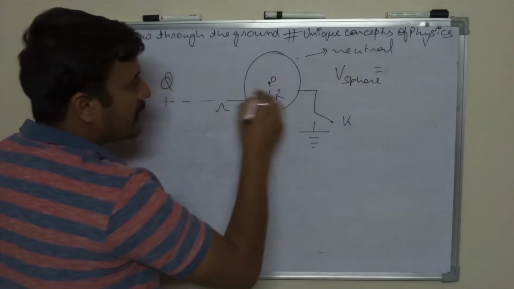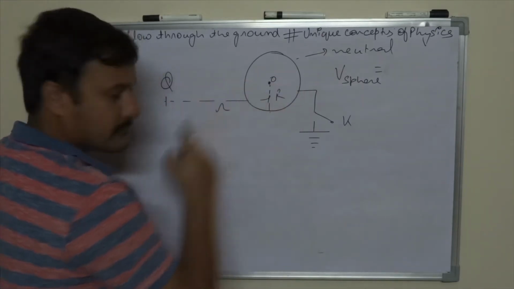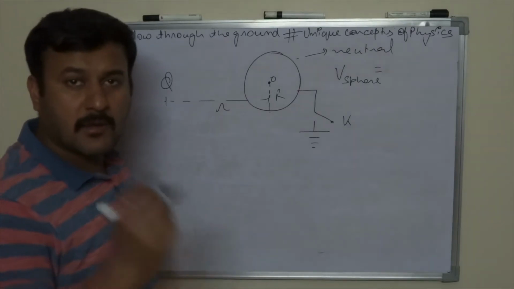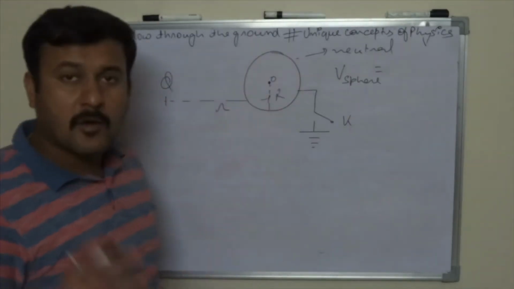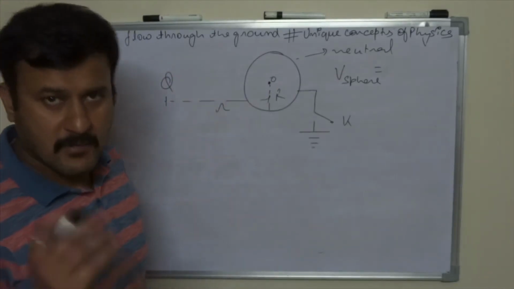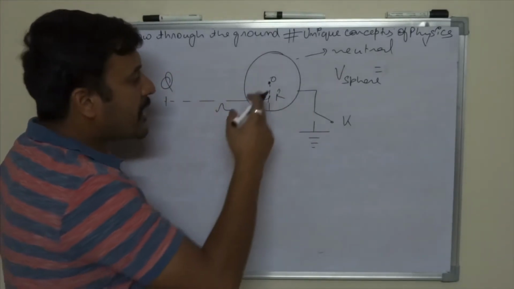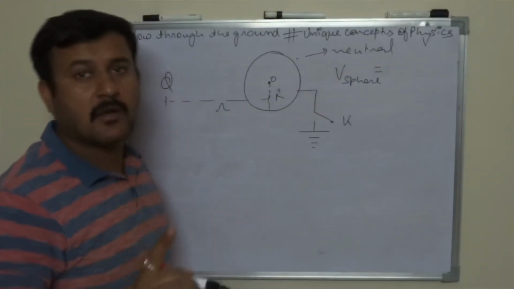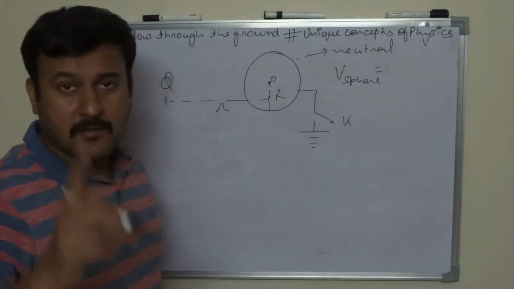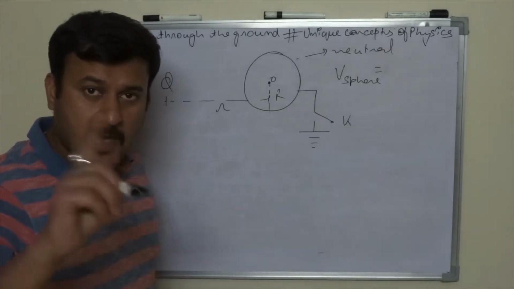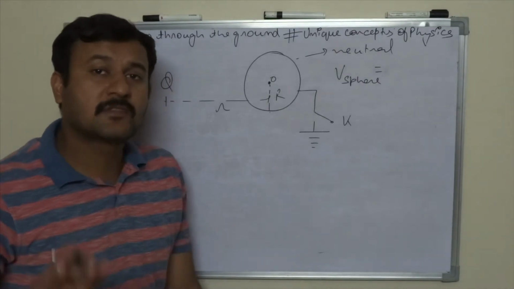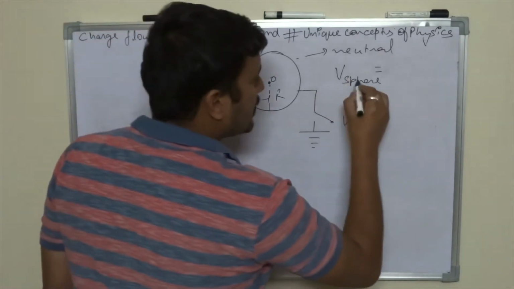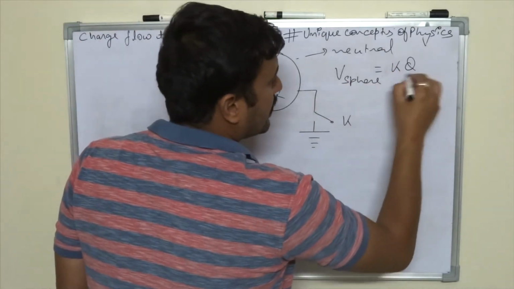the center of the sphere is kq by r, obviously kq by r, and that would be the potential of the complete sphere on its surface also, which means the potential at the center of the sphere and the potential at the surface of the sphere are equal, because metal has an equipotential surface as well as the complete volume inside the metal is equipotential. Okay, so the potential of the sphere is kq by small r.